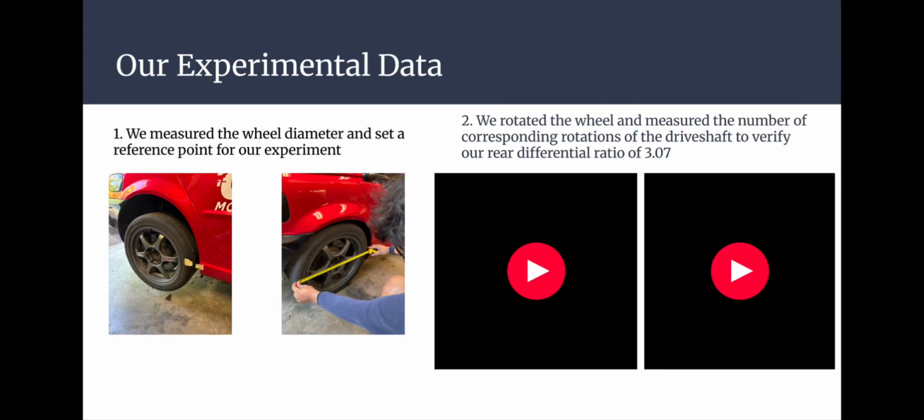Now for our experimental data that we actually found. First, we measured the wheel diameter and set the reference points for our experiment. These can be seen in the photos under that section. Second, we rotated the wheel and measured the number of corresponding rotations of the drive shaft to verify our rear differential ratio of 3.07. I'll show these videos now.